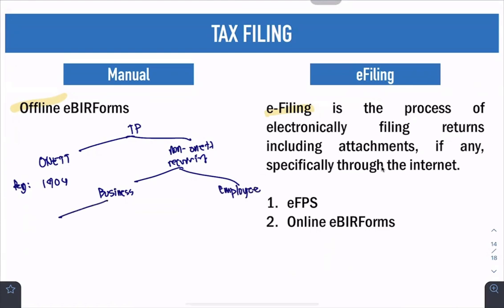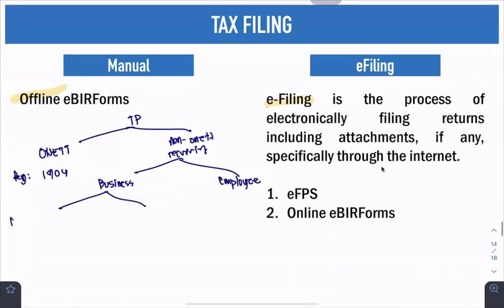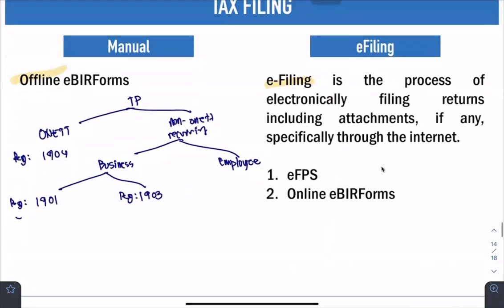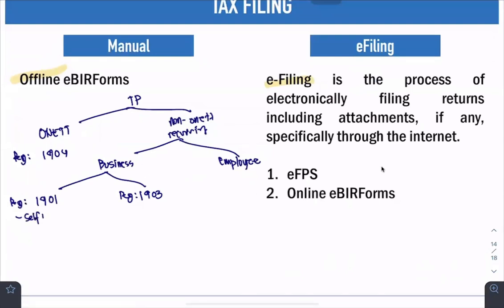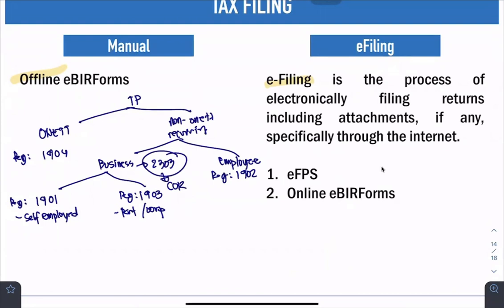So for business, you have two. You can register using 1901 or you can register using 1903. 1901 is for your self-employed or mixed income earner. 1903 is for partnerships or corporations. For employee, you can register using 1902. And take note, for business, upon registration, you will be given 2303, your certificate of registration.